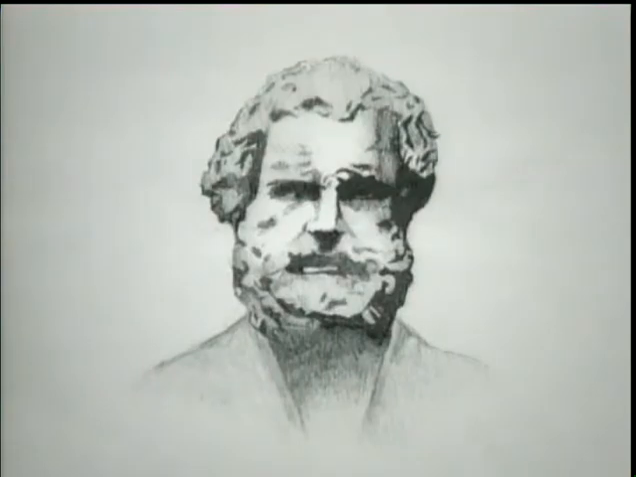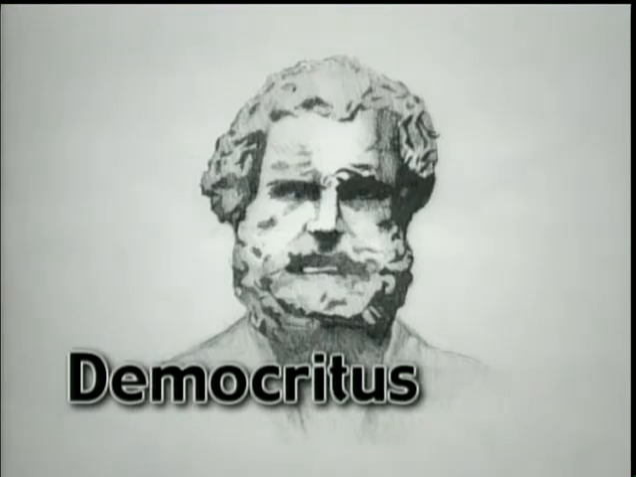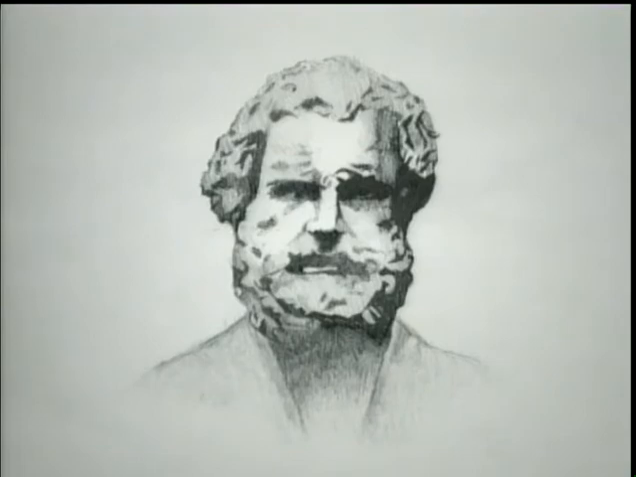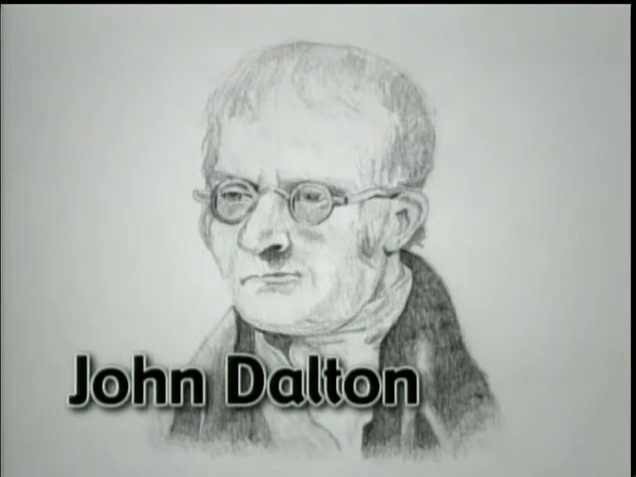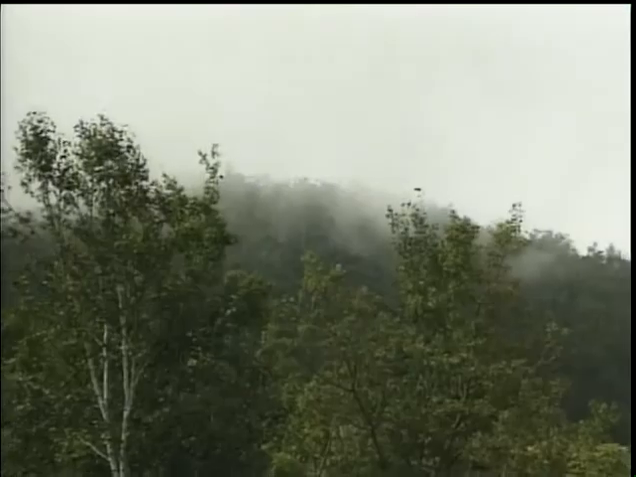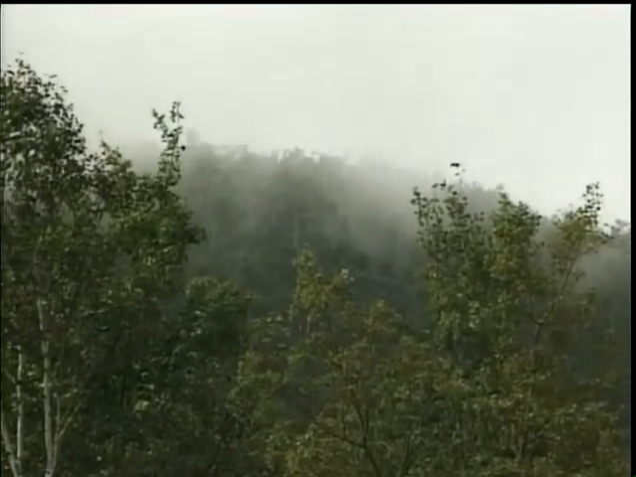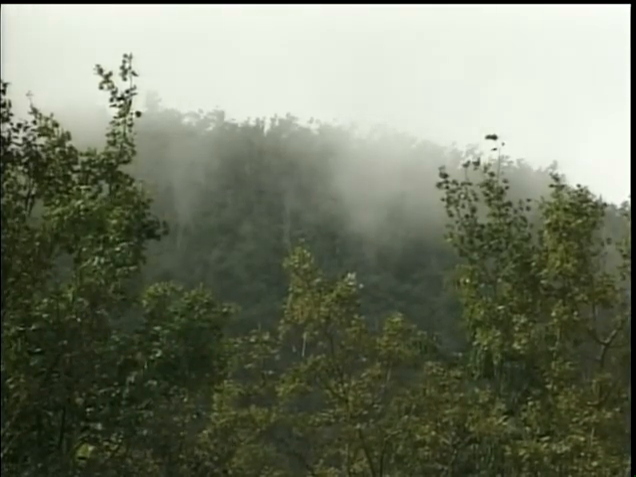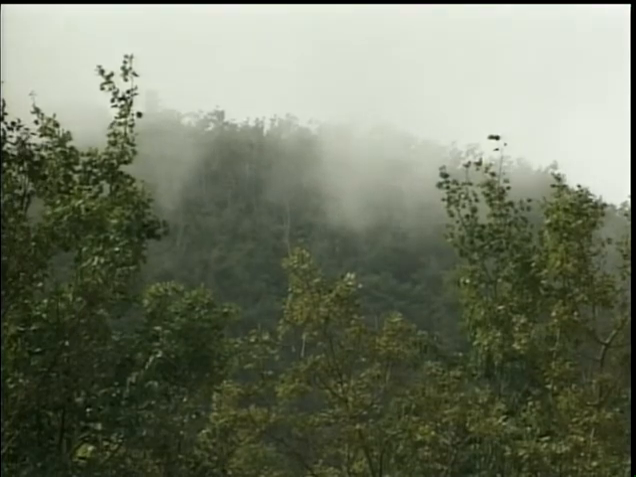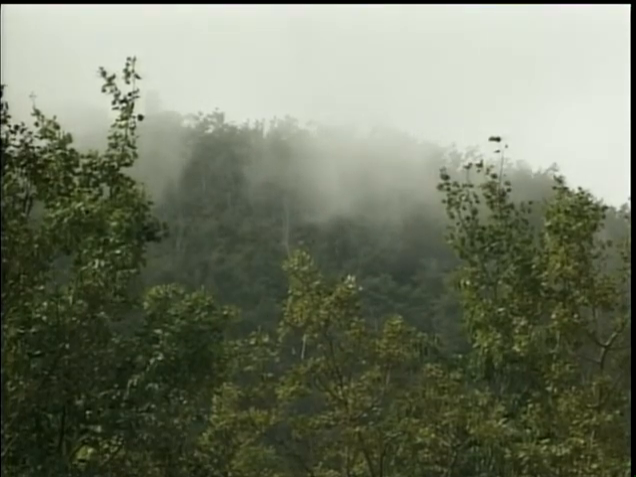More than 2,000 years ago, the Greek philosopher Democritus stated that matter could not be divided into smaller and smaller pieces forever. Eventually, the smallest piece of matter could be obtained. This idea was largely forgotten until the early 1800s. That's when English chemist John Dalton began studying gases. Through his experiments and observations, Dalton developed the basic ideas of the atomic theory.